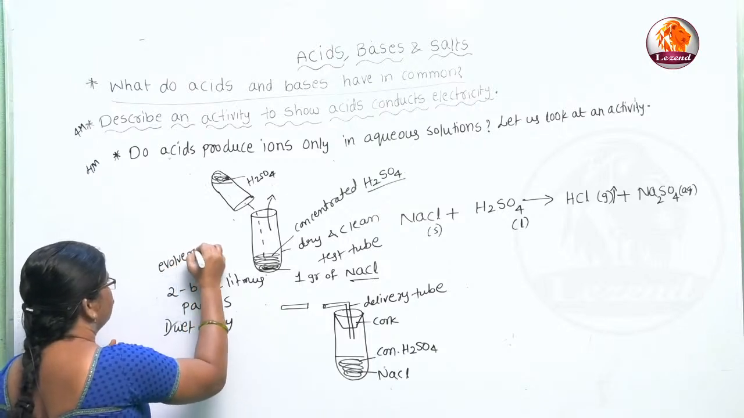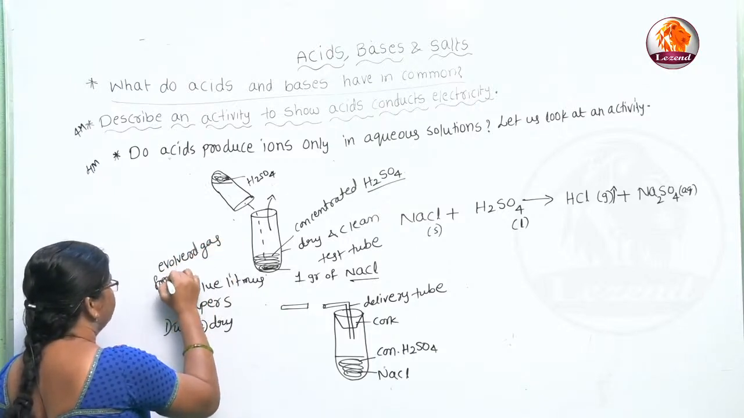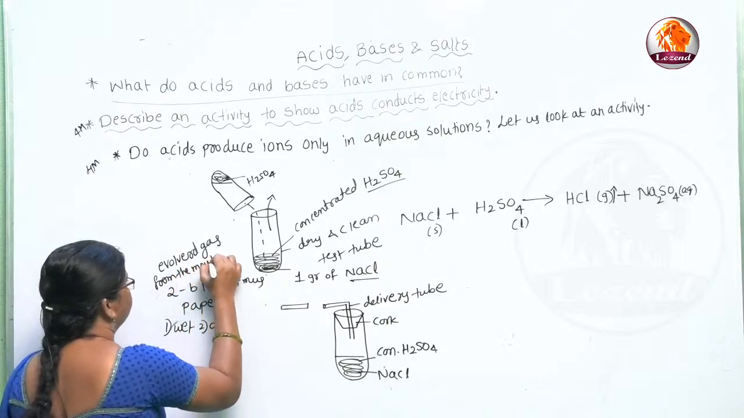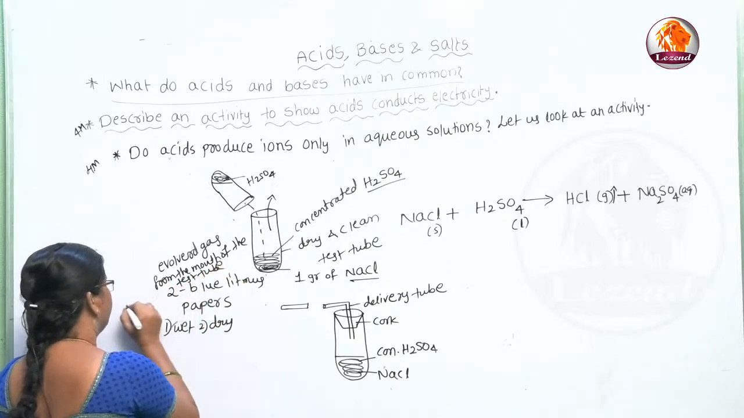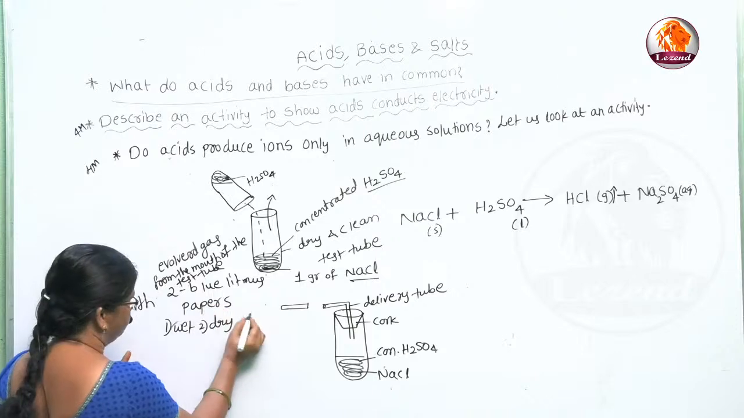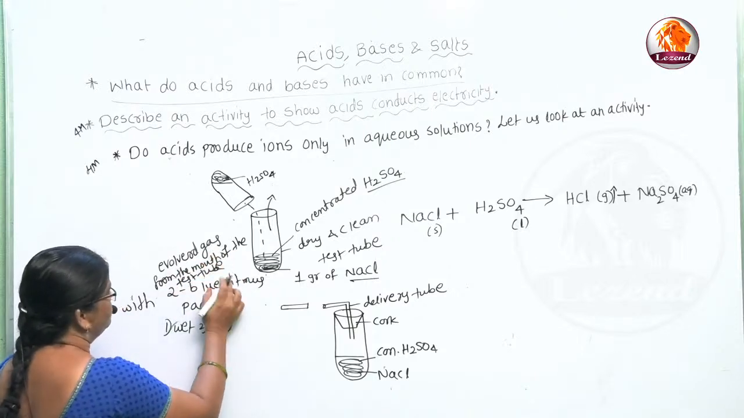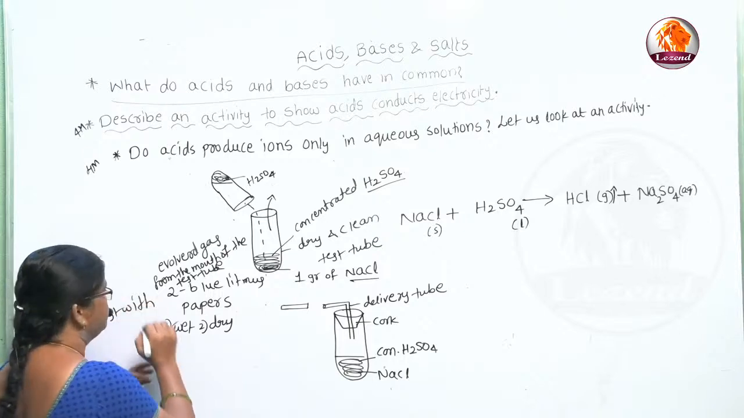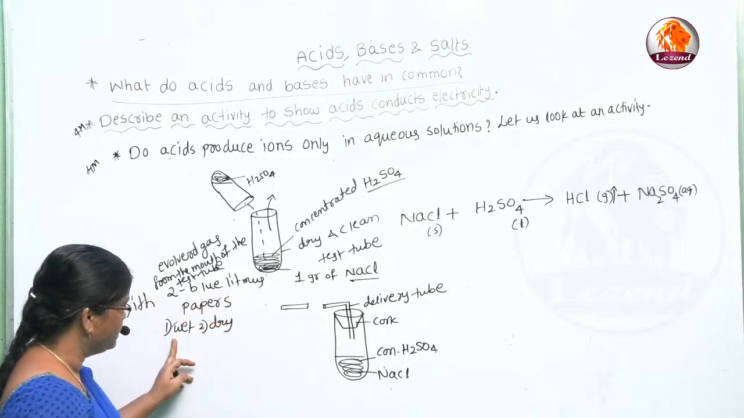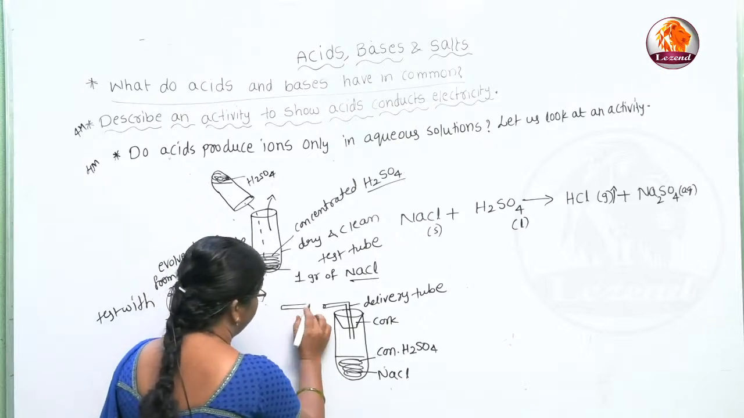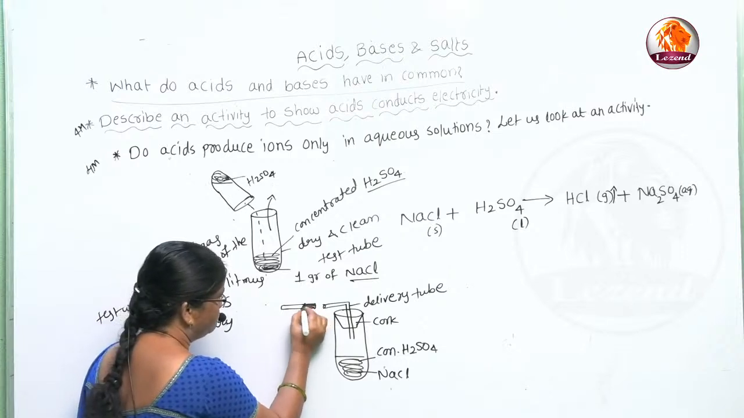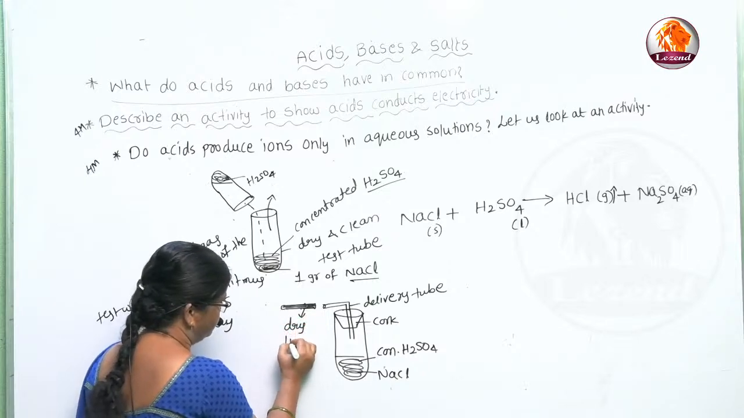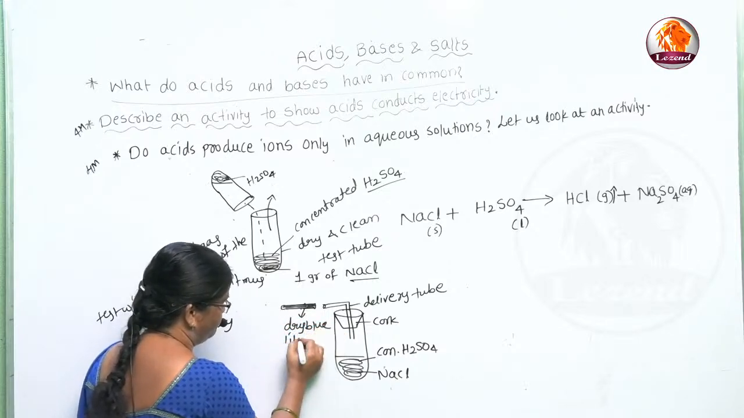Two blue litmus papers, the evolved gas from the mouth of the test tube, we test with two blue litmus papers. One is wet litmus paper and one is dry litmus paper. So now near the mouth of the delivery tube, I placed first the dry blue litmus paper.